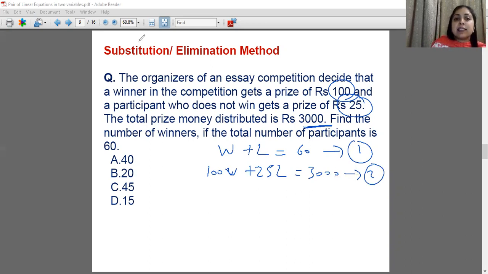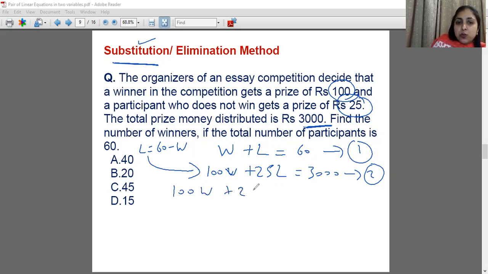Now I can solve it by the substitution or elimination method. Let us try the substitution method first. In the substitution method, from one equation we find the value of one variable and put it in the second one. The first equation can be written as L is equal to 60 minus W, right? Put the value of L in equation number 2. So we have 100W plus 25 times (60 minus W) is equal to 3,000. Now, very easy one to solve.